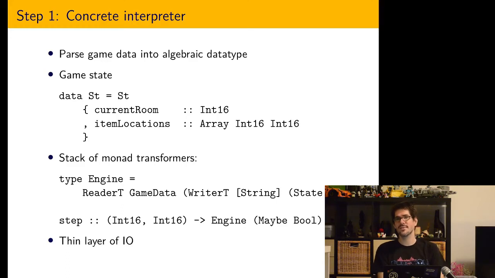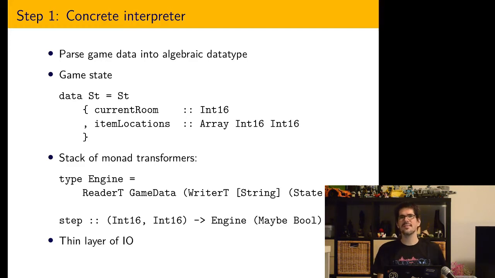So step one was writing a concrete interpreter. This one is idiomatic Haskell. First we parse the game data, the description of a given adventure game, into an algebraic data type. Then the game state itself is represented as a simple product type. In this simplified version, the only state is the current room where the player character is, and the array of item locations. For each item, it tells you at a given instant which room that item is in, or maybe it's in the player's possession.